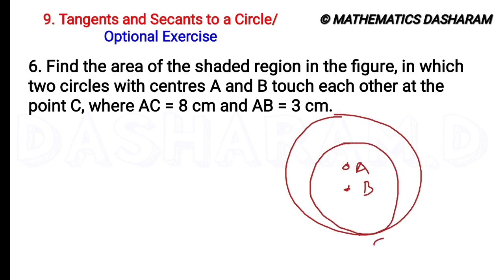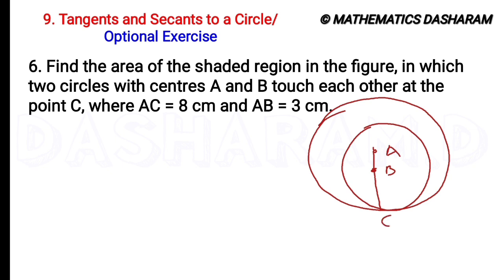So here is a point C, where they meet. Next, AC value is 8 centimeter. So here AC is 8 centimeter. AB is 3 centimeter. So here is AB, 3 centimeter. So what is the area of the shaded region? So here is the shaded region.